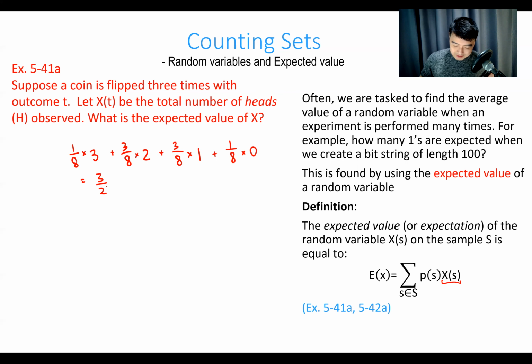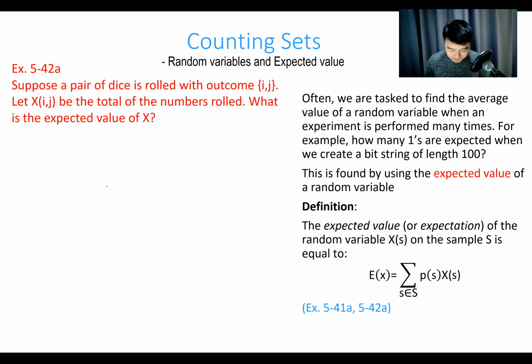All right, let's take a look at our other example. So again, suppose a pair of dice is rolled with the outcome ij. Let xij be the total of the numbers rolled. What is the expected value of x? Now, again, we're going to do exactly the same thing. Take the value of the random variable and multiply it by the probability that it will happen.